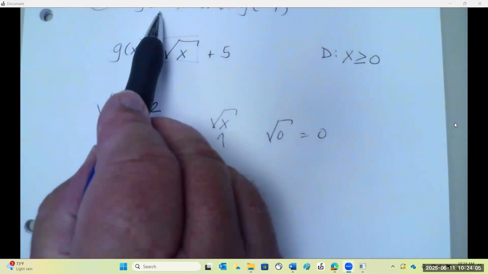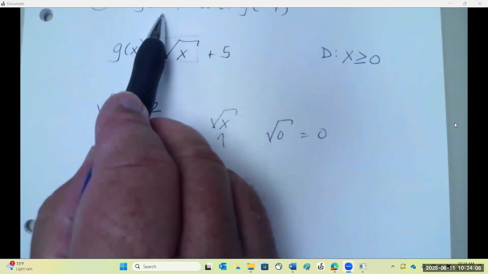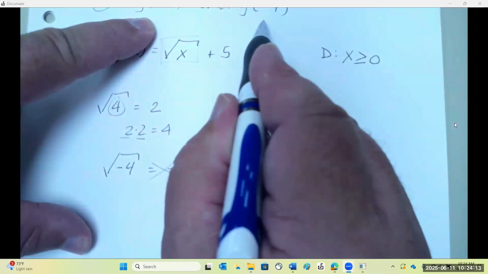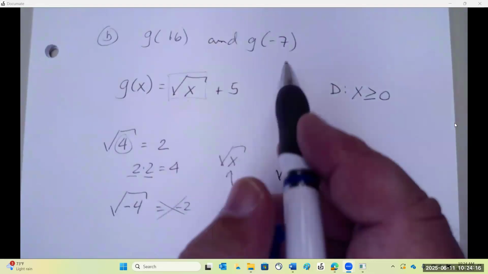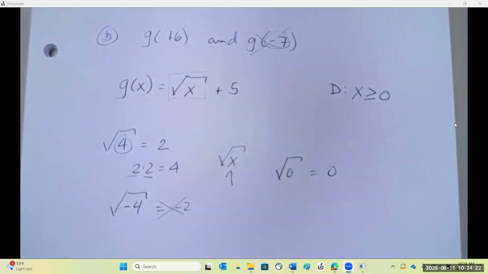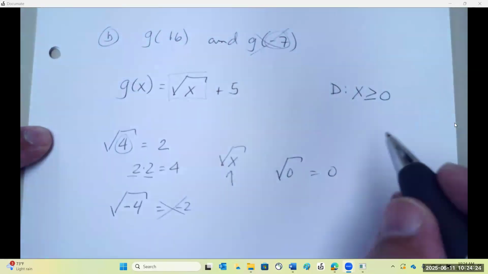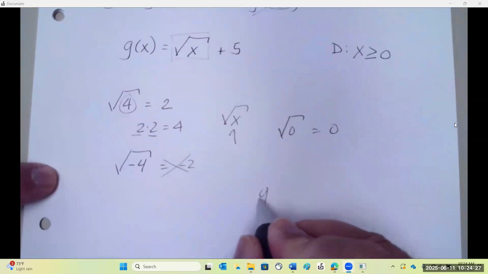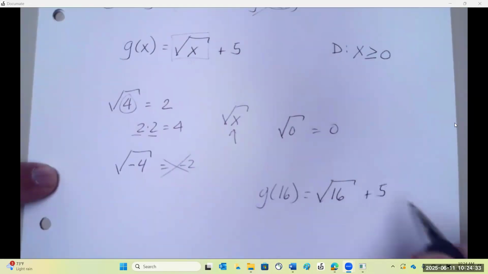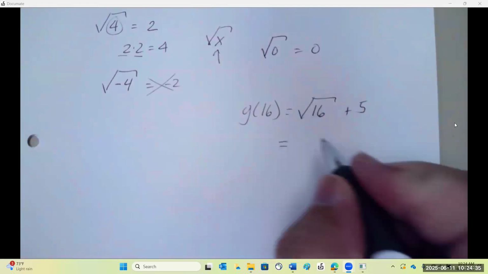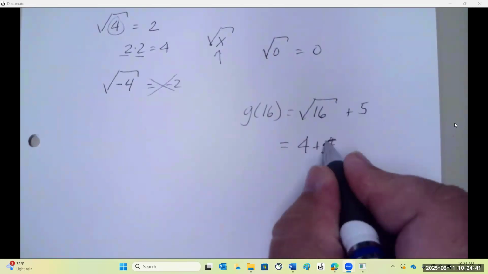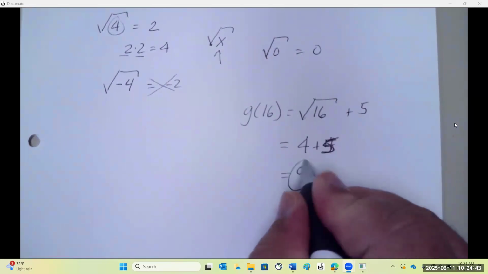So if I did this one, can I do this one? Yeah, because x is bigger than 0. So I can do this one. Can I do this one? I can't do this one because x is negative. But I can do this one. So I have g of 16 is equal to the square root of 16 plus 5. What is the square root of 16? Plus 5 equals 9, right?